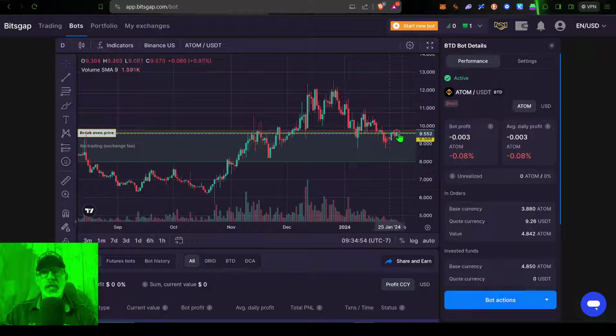And the bot would actually start taking profit if Atom's price goes up. Or on the flip side, if Atom's price goes down, it will begin to buy when it hits one of these green lines or these buy orders down here. So I think that pretty much wraps it up for this video.